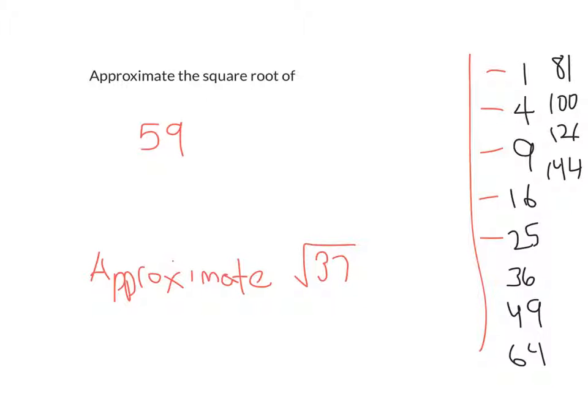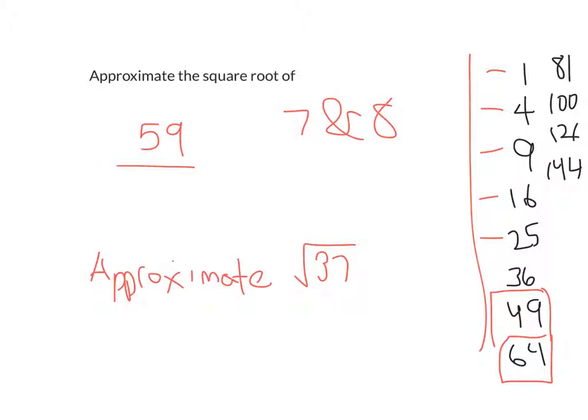So if we look at this problem here, it says approximate the square root value of 59. The way I'm going to do that is I'm going to think what's the perfect square that's closest to 59, and that would actually be 64. And then what's the perfect square that's below it as well? 49. So that means since the square root of 49 is 7 and the square root of 64 is 8, the square root of 59 is going to be between 7 and 8.